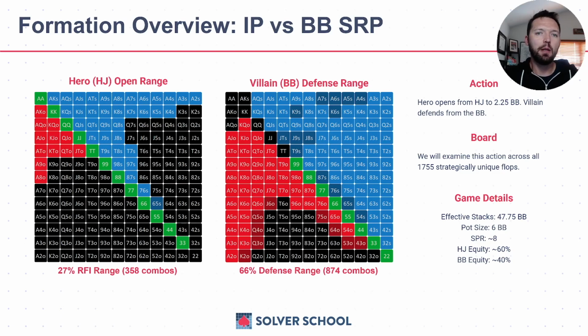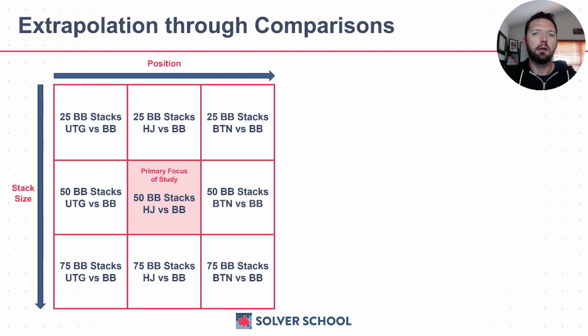Now, I mentioned that we're not going to be looking at one particular formation. We're actually going to be looking at multiple scenarios. I talk about that a lot in my masterclass course, about how it's important to start comparing multiple solves together. I'm a firm believer in changing just one variable while keeping everything else the same and comparing different solves together. So what I've chosen to do here, and I'll bring my mouse over so we can see this on the screen itself, is that my primary focus of study is this middle box, the 50 big blind stacks at the hijack versus big blind. I've solved this scenario for all 1,755 boards, but I've also solved all of these other 8 scenarios for all 1,755 boards as well.